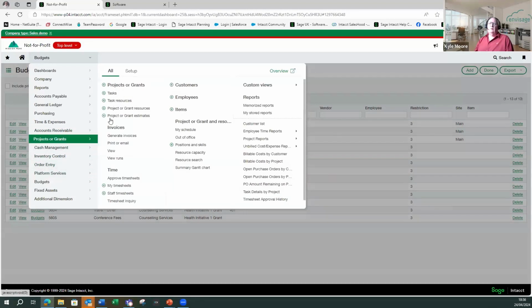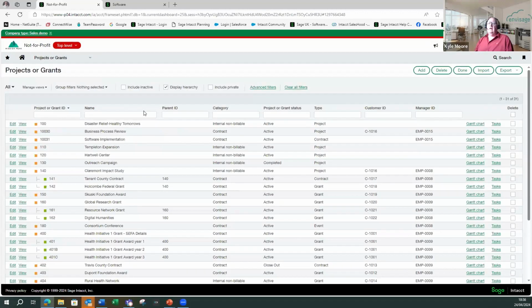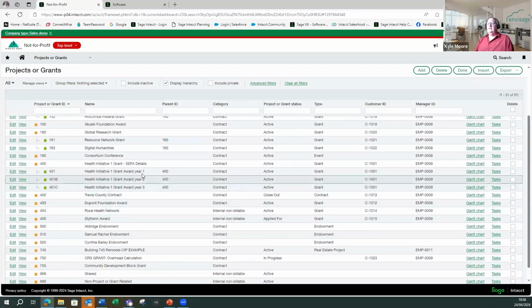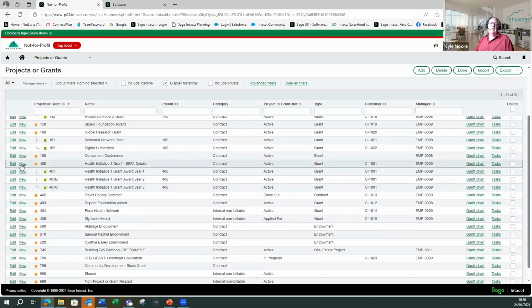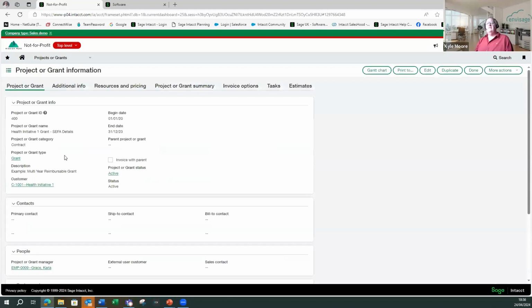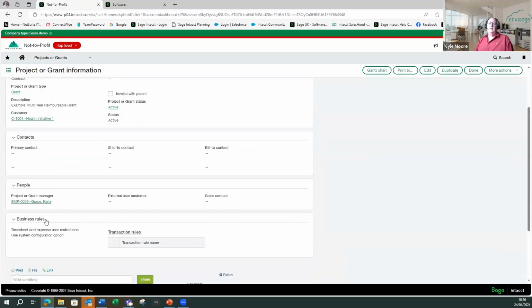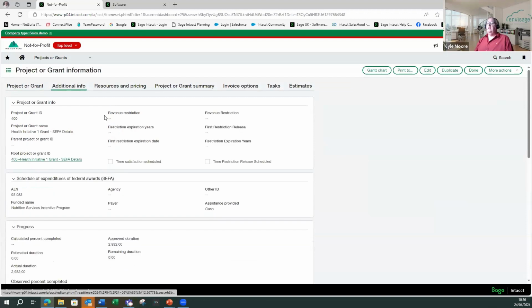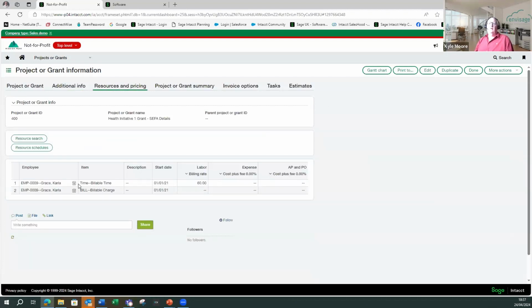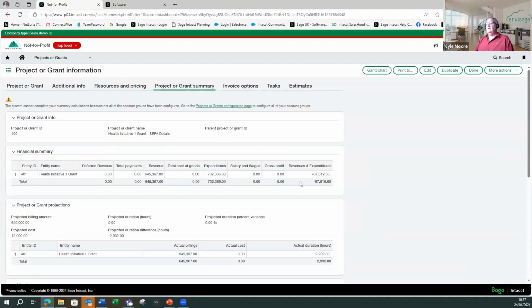We talked about projects, so it would be only right to show you a wee look at project structures here. So you can see this health initiative one, we can look at sub-projects within it, and we can view the project where we can store information about the project, the people responsible for it, additional info, whether the revenue is restricted, unrestricted, how long it is restricted for, any resources that are used, people that we need for the project, and we've got resource schedules, etc. here. We can look at summaries for expenditure, etc.